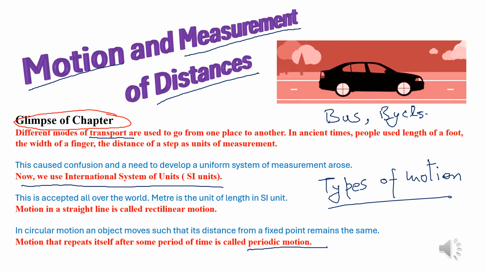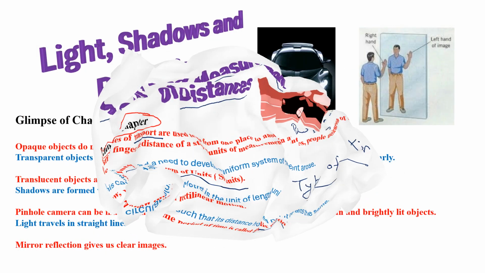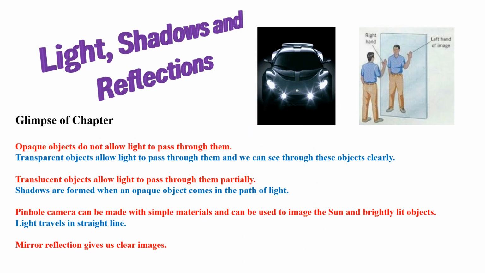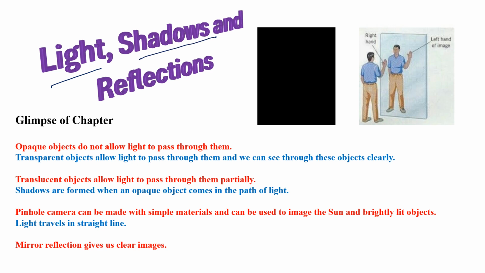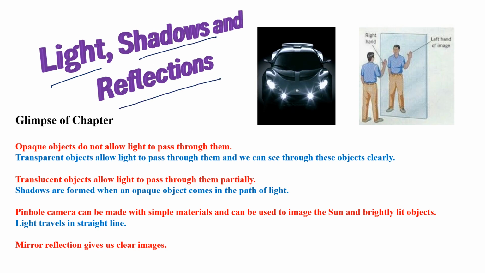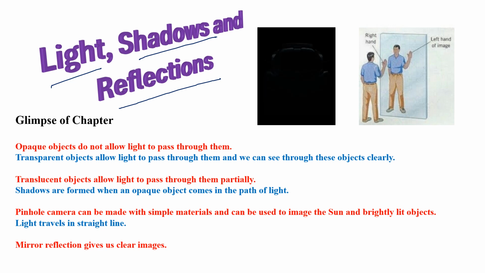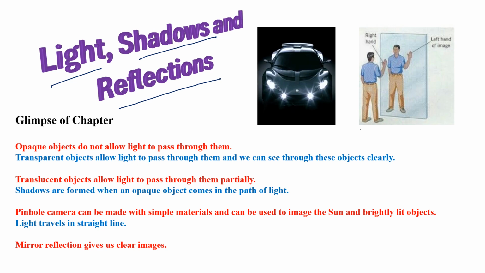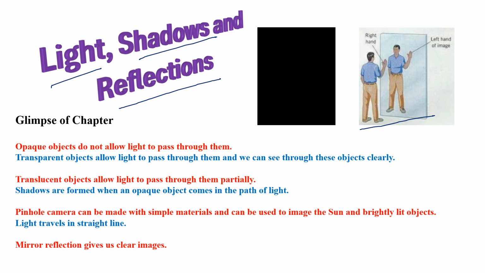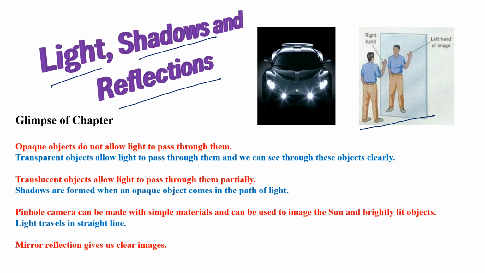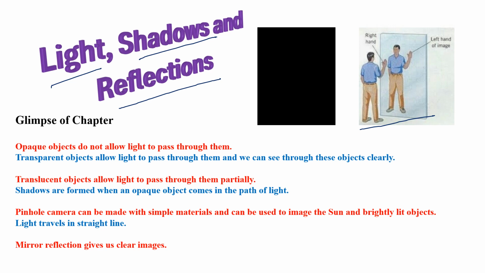Then comes the second chapter, that is light, shadows and reflection. Now here you can take a look at this car that keeps switching the headlights on and off. Now it is total dark. Again lights on, it's visible. Again darkness. Over here the reflection is taking place. So you can take a look at your face, the way this man is taking a look.